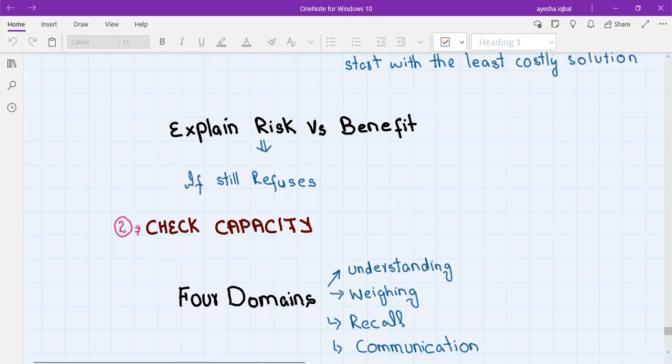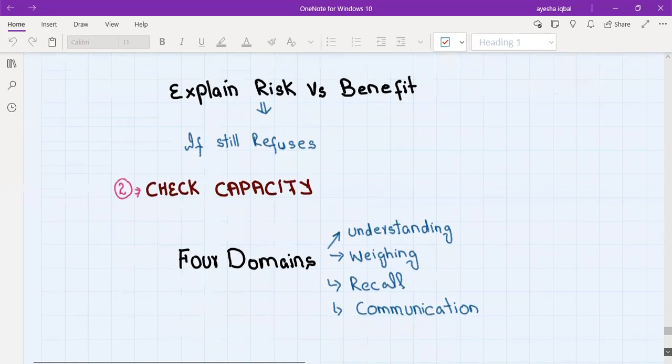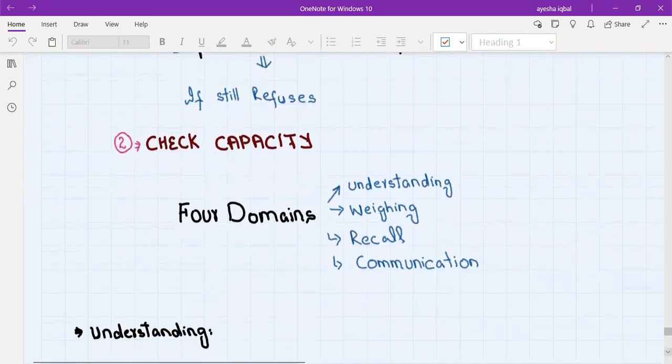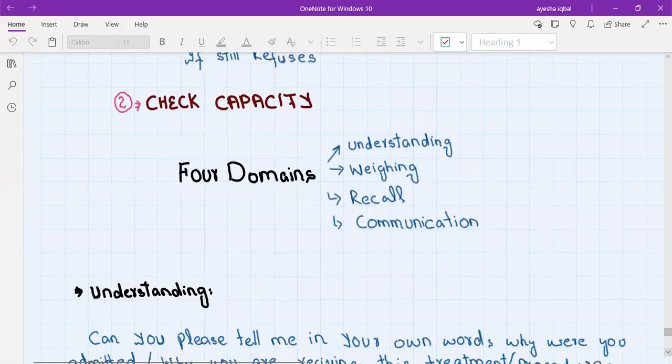Okay. So after this, you need to check capacity. This is the second part. The first part was asking why: why is he refusing the treatment? And then exploring concerns, offering solutions. If he still refuses, then what you do is explain the risks versus benefits clearly.